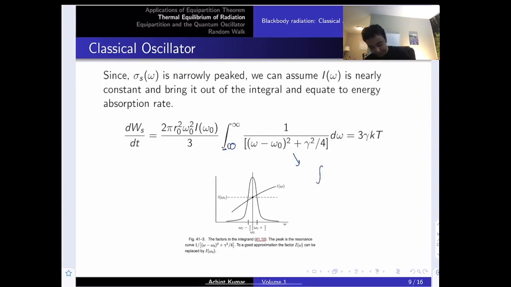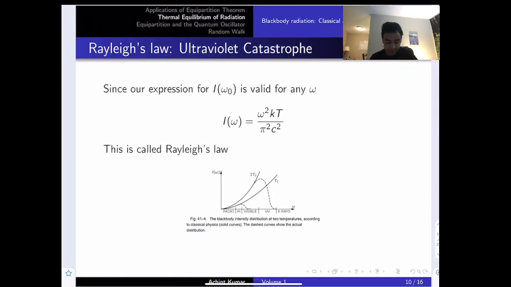I use the fact that the integral from minus infinity to infinity of dx over x squared plus a squared is equal to pi by a to figure this integral out, and so in this case a is gamma over 2. Okay, so that's how we integrate this, and by equating it to the energy absorption rate, I end up with the final result, which is that I of omega is equal to omega squared kT over pi squared c cubed.